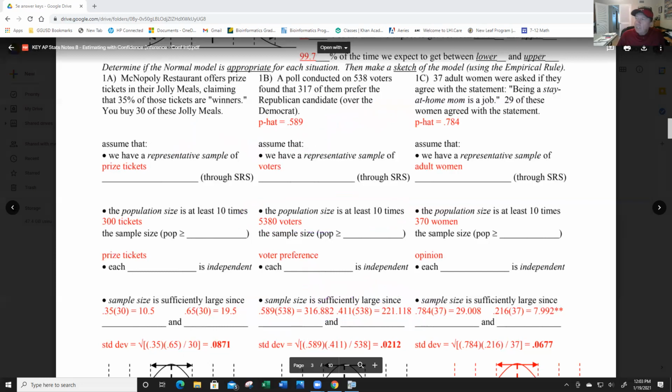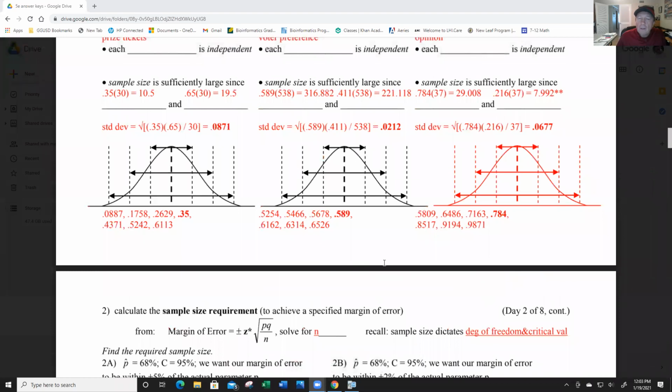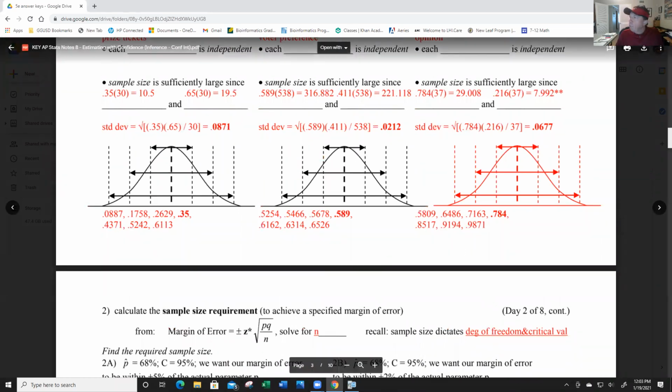Now, just to work on the empirical rule so you get a sense of it, this is P hat, the one that's bolded there, 0.589 right here.